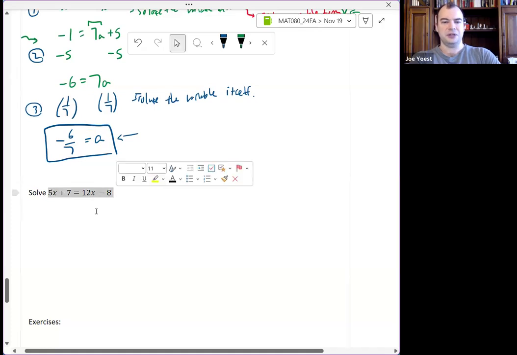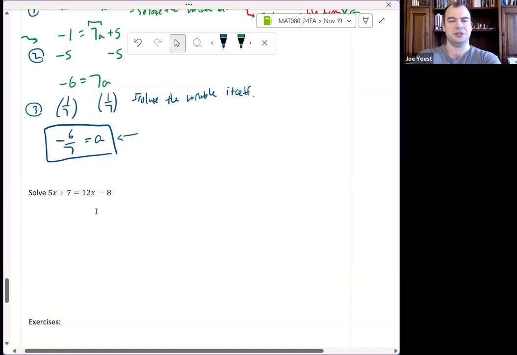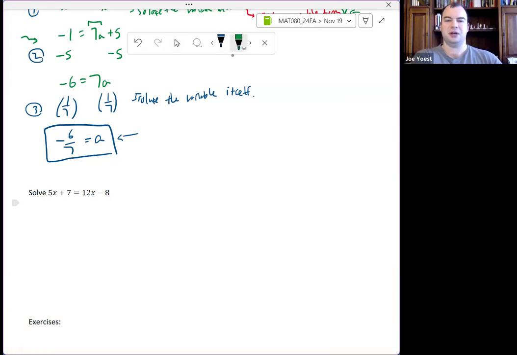Okay, let's look at another one of these. So I have 5x plus 7 equals 12x minus 8. Again, the first thing I want to do is isolate the variable term. Well, I suppose the very first thing I want to do is check and see if I can simplify anything. I can't simplify anything here.